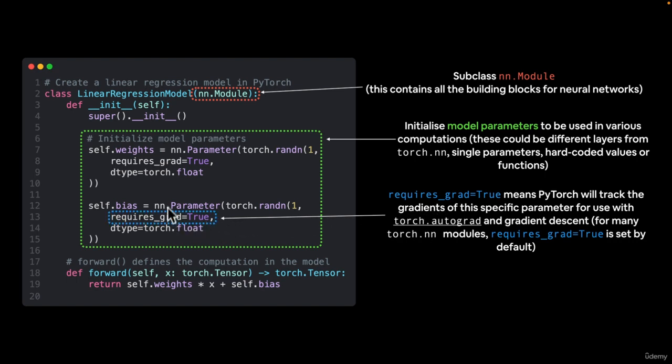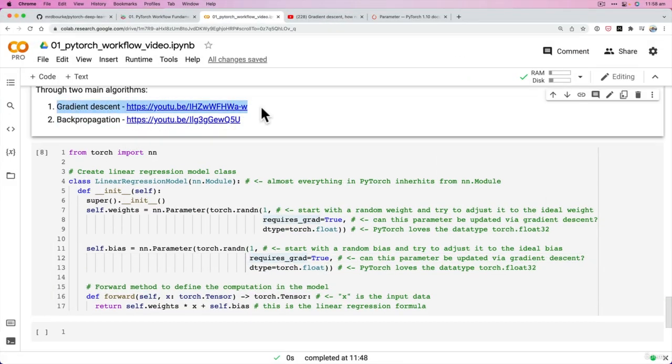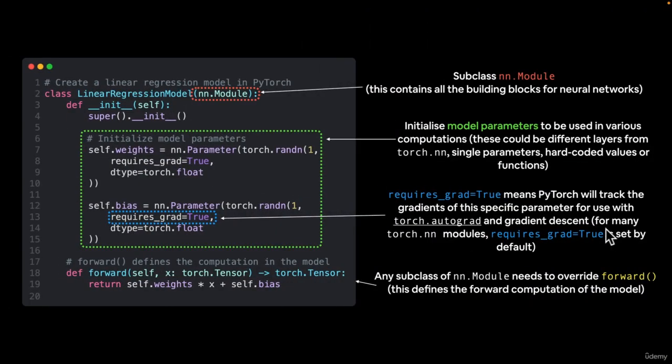Now we've explicitly set requires_grad equals True for our model parameters. So this in turn means that PyTorch behind the scenes will track all of the gradients for these parameters for use with torch.autograd. So the torch.autograd module of PyTorch is what implements gradient descent. Now a lot of this will happen behind the scenes when we write our PyTorch training code. So if you'd like to know what's happening behind the scenes, I'd highly recommend you checking out these two videos, hence is why I've linked them here. Oh, and for many torch.nn modules, requires_grad is True is set by default.